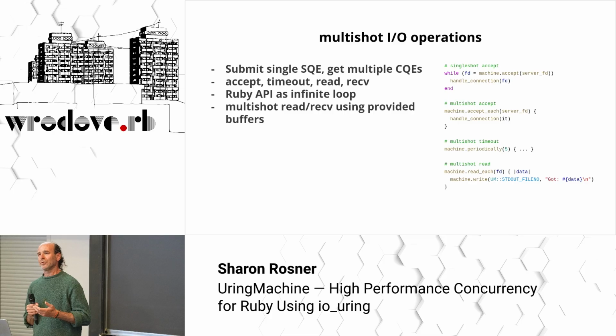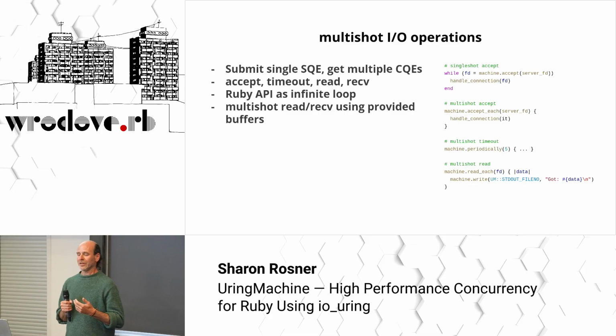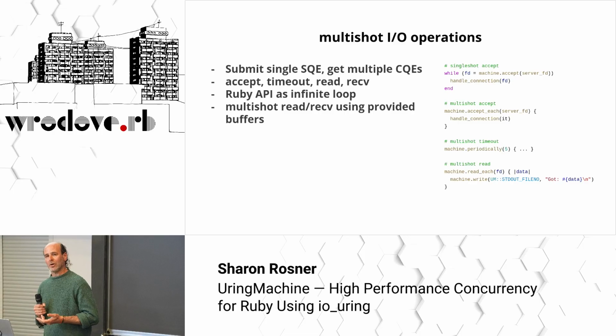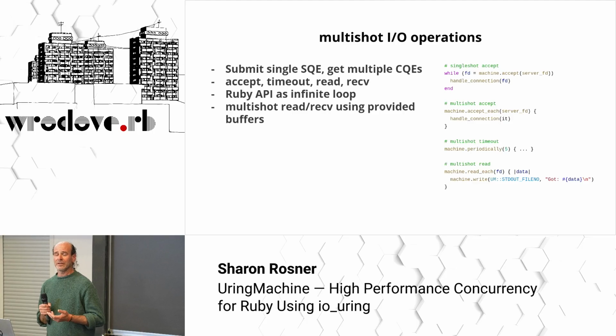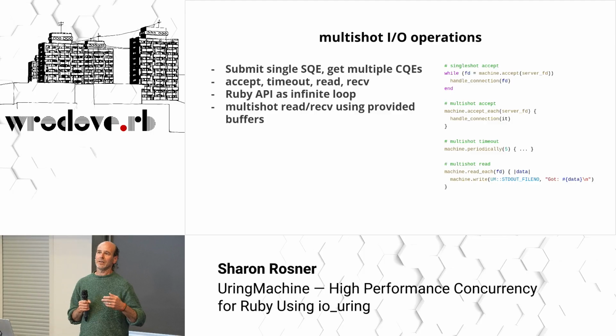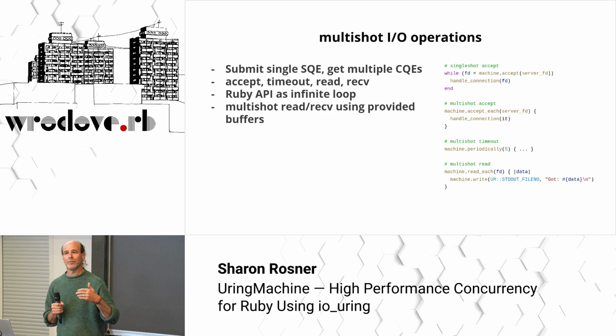The way this looks to the developer using this interface is with an accept each method that will run as an infinite loop. On each CQE that arrives, the fiber will be resumed and it will yield the value to the block that was given to the method call. The same for periodic timeout, which can be used for implementing repeated tasks that you want to perform periodically.